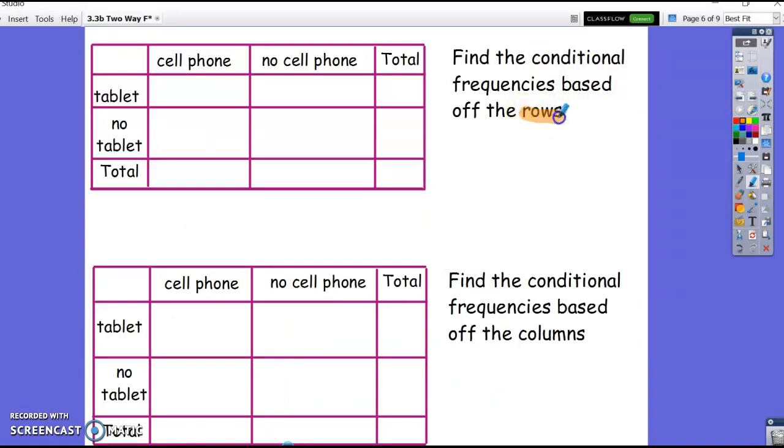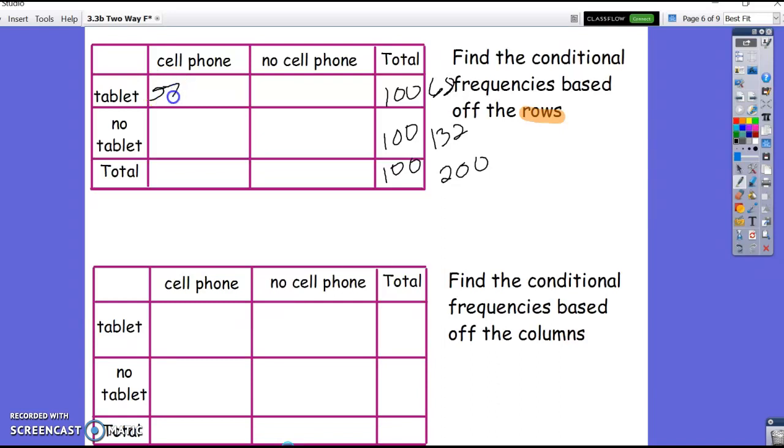We have conditional frequencies based off of the rows. So we need to know the row totals in order to talk about this problem. So we know 68 had a tablet from our previous table, 132 had no tablet, and we're still talking about those 200 students. Okay, so all of these rows are automatically 100%, right? Because we're using that row total to figure out this conditional frequency.